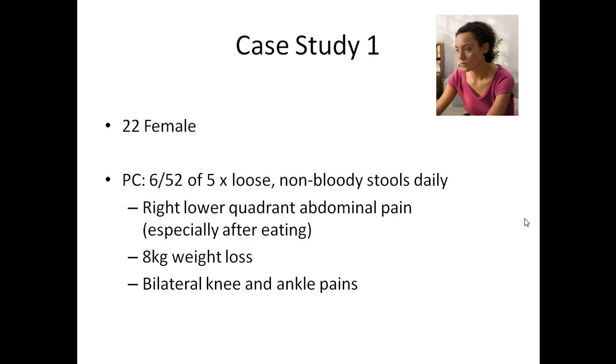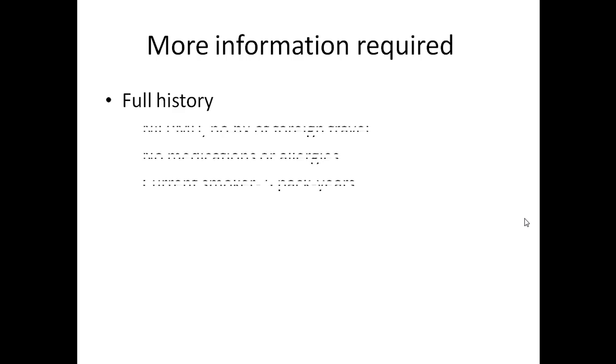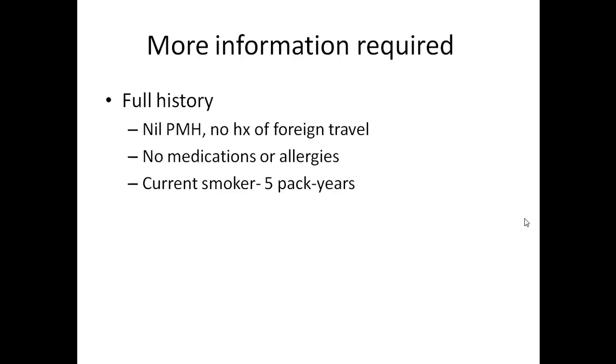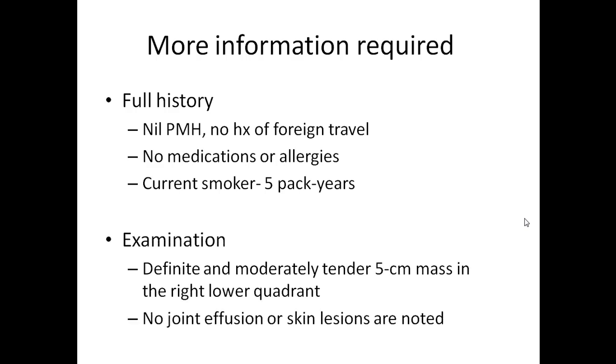Now at this point, more information is required, and so a full history was taken. There was no significant past medical history to note, and no history of foreign travel. She's got no medications or allergies, but is a current smoker with a 5-pack year history. On examination, she had a definite and moderately tender 5 cm mass in the right lower quadrant, but no joint effusions or skin lesions were noted. So what do you think is the differential diagnosis?